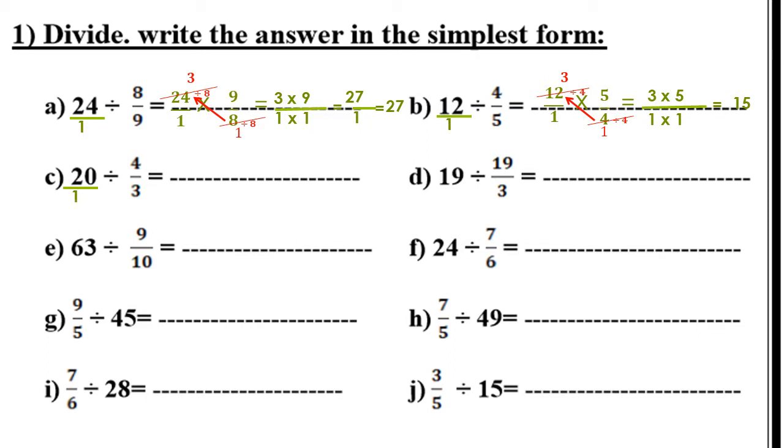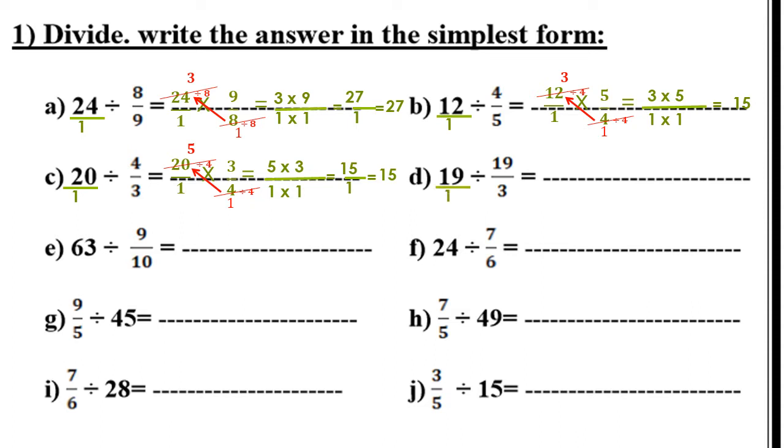20 divided by 4 over 3. So I'm going to put the 20 over 1 times 3 over 4. 20 and 4 are together in table 4. So I'm going to divide by 4 up and down. 20 divided by 4 is 5. 4 divided by 4 is 1. So 5 times 3, 1 times 1, it's going to be 15 over 1, which is 15.